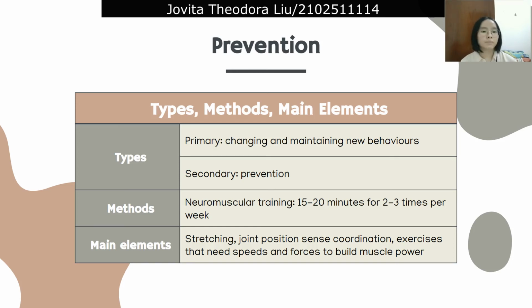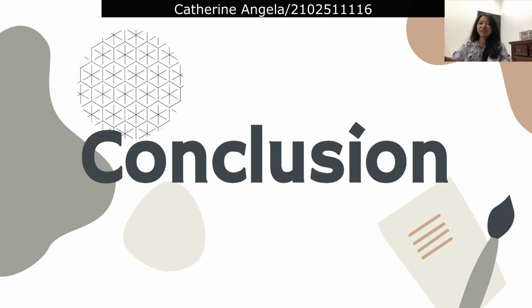The risk of getting injured can be decreased by a method called neuromuscular training. By doing this 15 until 20 minutes, 2 until 3 times per week, the risk can be decreased by around 50%. Neuromuscular training includes multiple joint and muscle groups, closed kinetic chains, and lying, sitting, and standing positions, depending on the patient's sensory motor control and the quality of the movement. The main elements for these strategies should be stretching, joint position sense coordination, and exercise that needs speed and force to build muscle power.